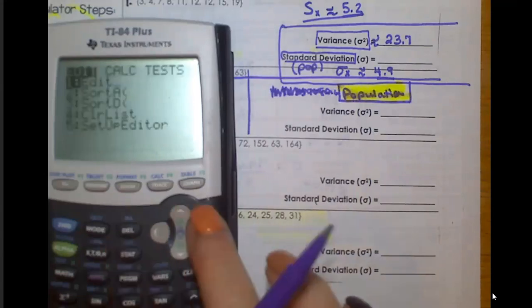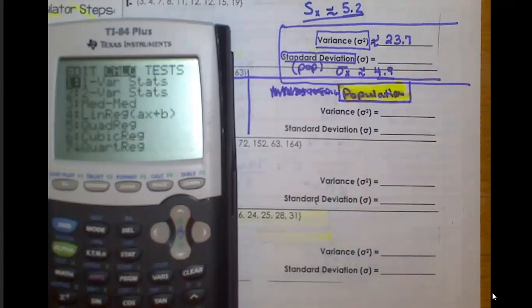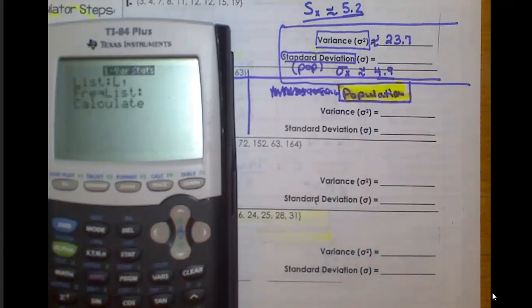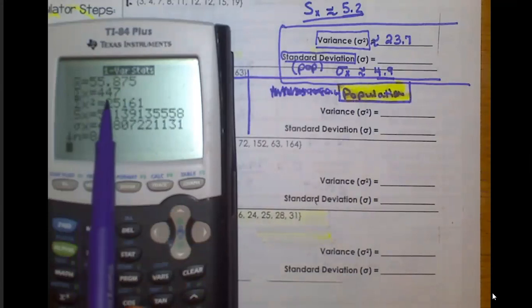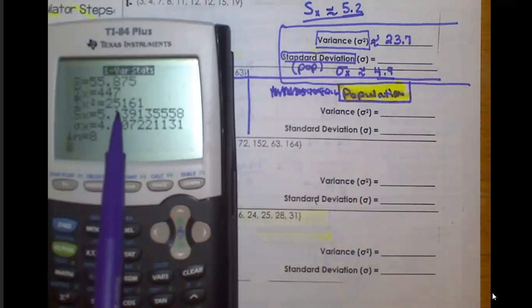Then I'm going to hit Stat again. I'm going to scroll to Calculate, number 1, 1-Var Stats. I keep hitting Enter till I get to this portion here. This would be my average, which is my mean. That's the sum of the x's if I added all the x's up. That's the sum of all the x's squared. This is my sample standard deviation. This is my population standard deviation.